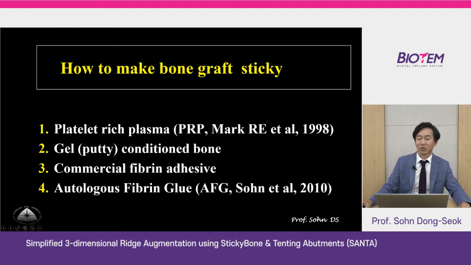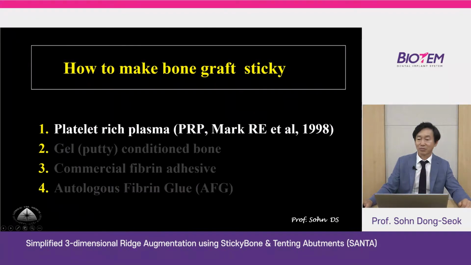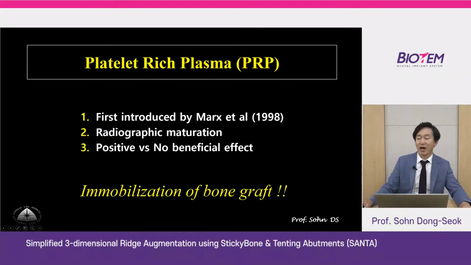There are 4 methods to make sticky bone. The oldest method is to use PRP, platelet-rich plasma. PRP was introduced by Professor Marx in 1980 to immobilize the bone graft and to accelerate bone regeneration with the growth factors.